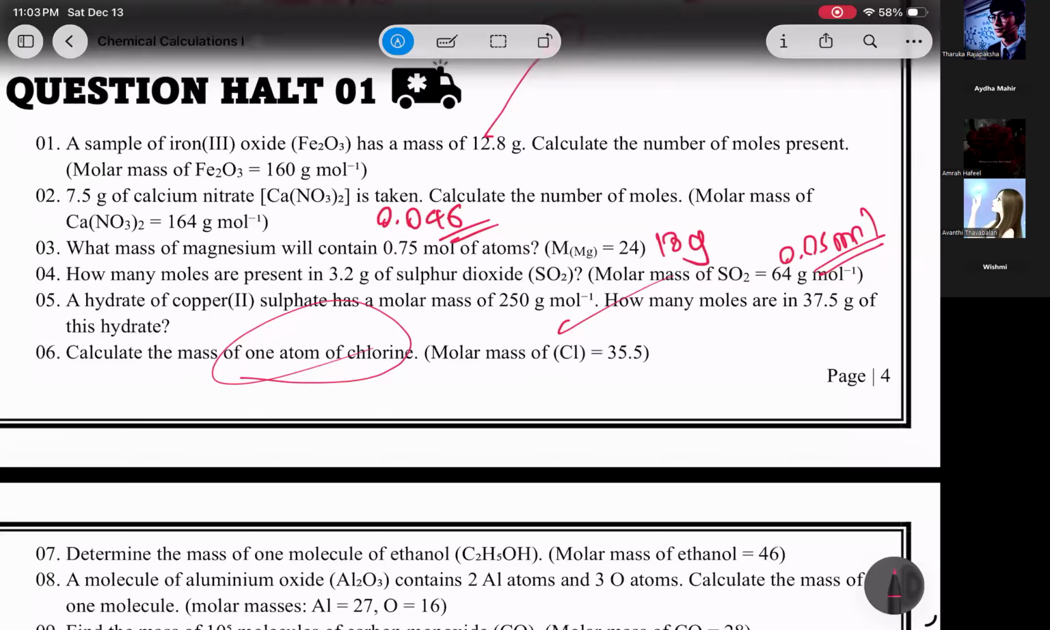So what do you do? You divide by what? Avogadro's number.